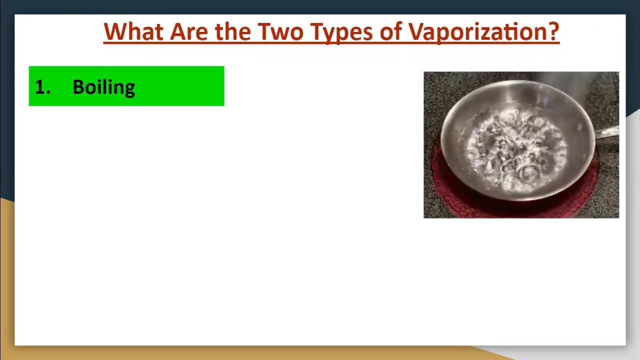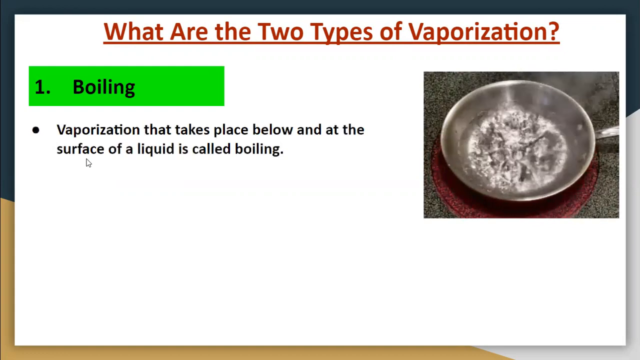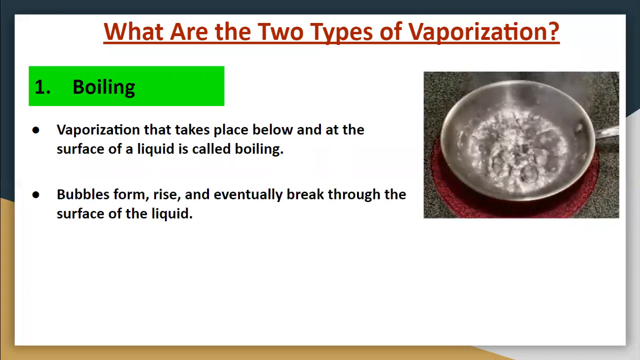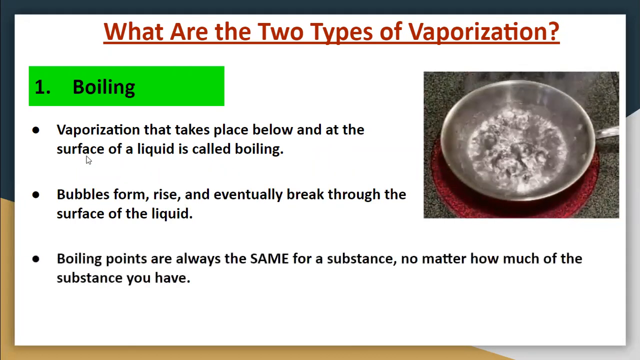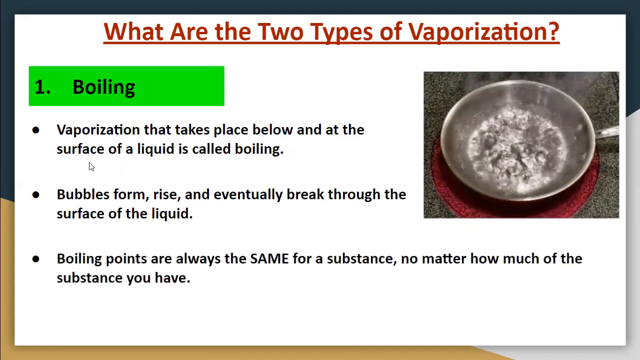What are the two types of vaporization? There's two types. There's boiling. That's the water molecules breaking free of the liquid and forming a gas. Vaporization that takes place below and at the surface of a liquid is called boiling. You'll notice that those water bubbles will boil from the bottom to the top. Bubbles form, rise, and eventually break through the surface of the liquid. Boiling points are always the same for a substance, no matter how much of the substance you have.